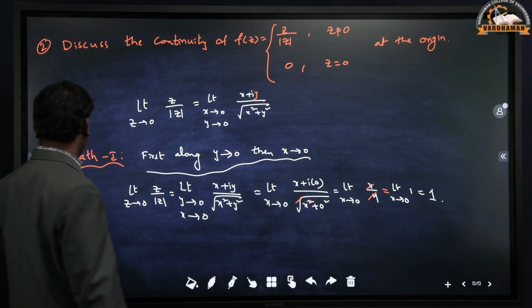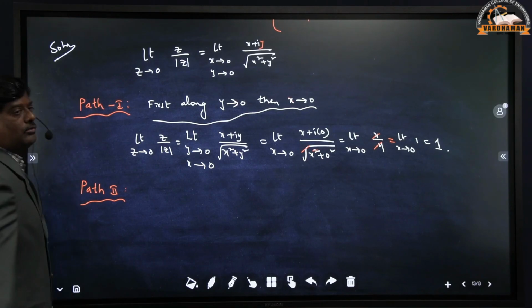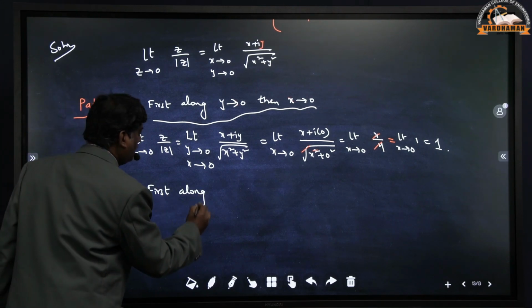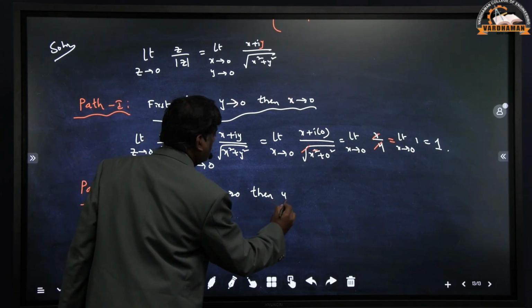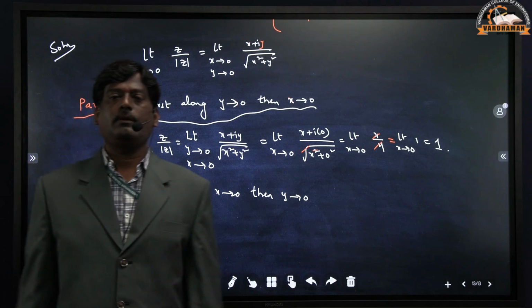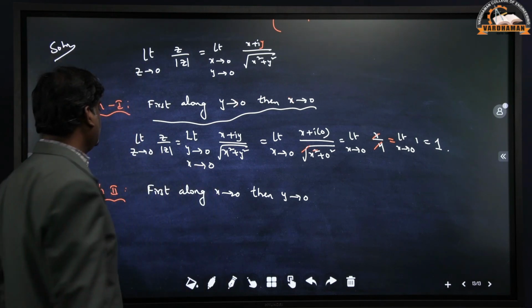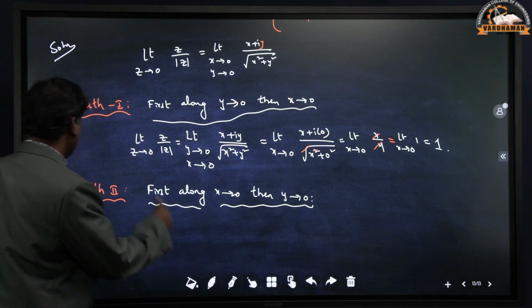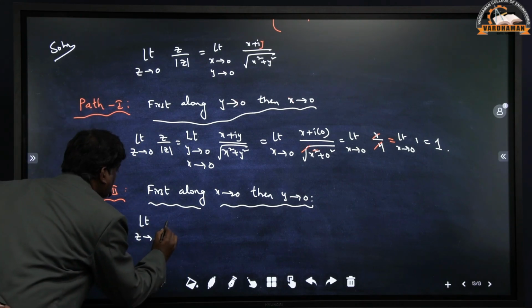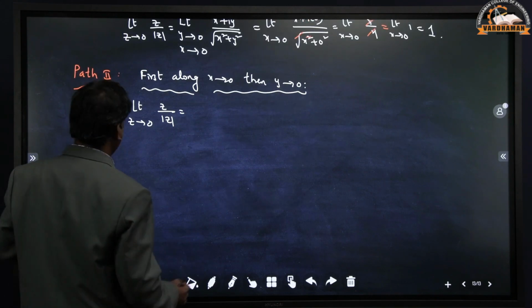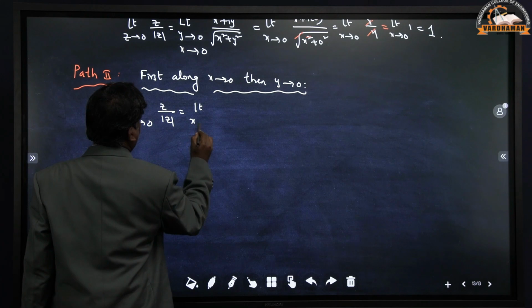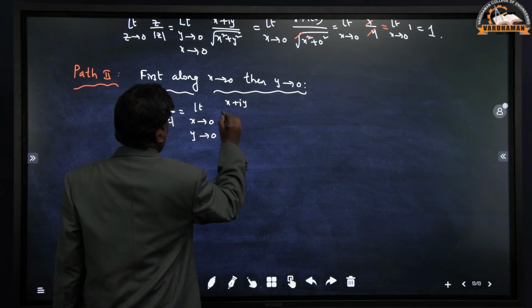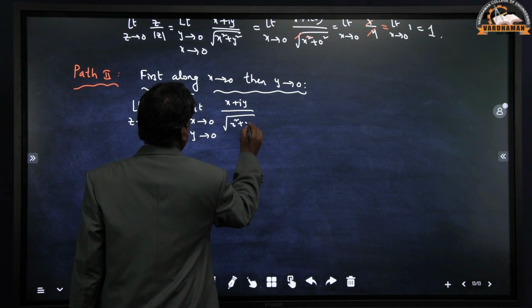Next, path 2. Instead of y first, I would like to take x first. First x tends to 0, then y tends to 0. In this case, what is the value of the limit? The limit as z tends to 0 of z by mod z is the limit where first you take x, next you take y. The function here is (x plus iy) divided by the square root of x square plus y square.